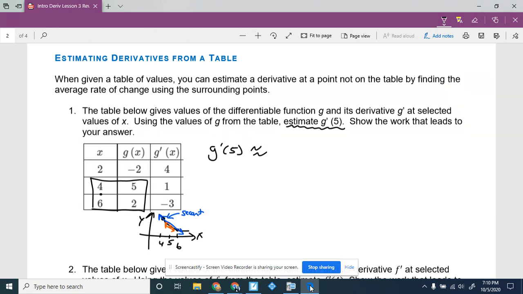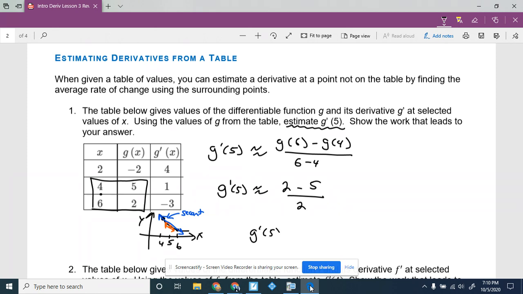Well, it's f(b) minus f(a) over b minus a. Or in this case, it's going to be g of 6 minus g of 4 all over 6 minus 4, right? That's basically change in y values over change in x values. So what is g of 6? g of 6 is 2. So g prime of 5 is approximately equal to 2 minus, what's g of 4? Well, that's going to be 5. 6 minus 4 is 2, so I end up getting that g prime of 5 is approximately equal to negative 3 over 2. So the slope of this tangent line is approximately down 3 over 2.